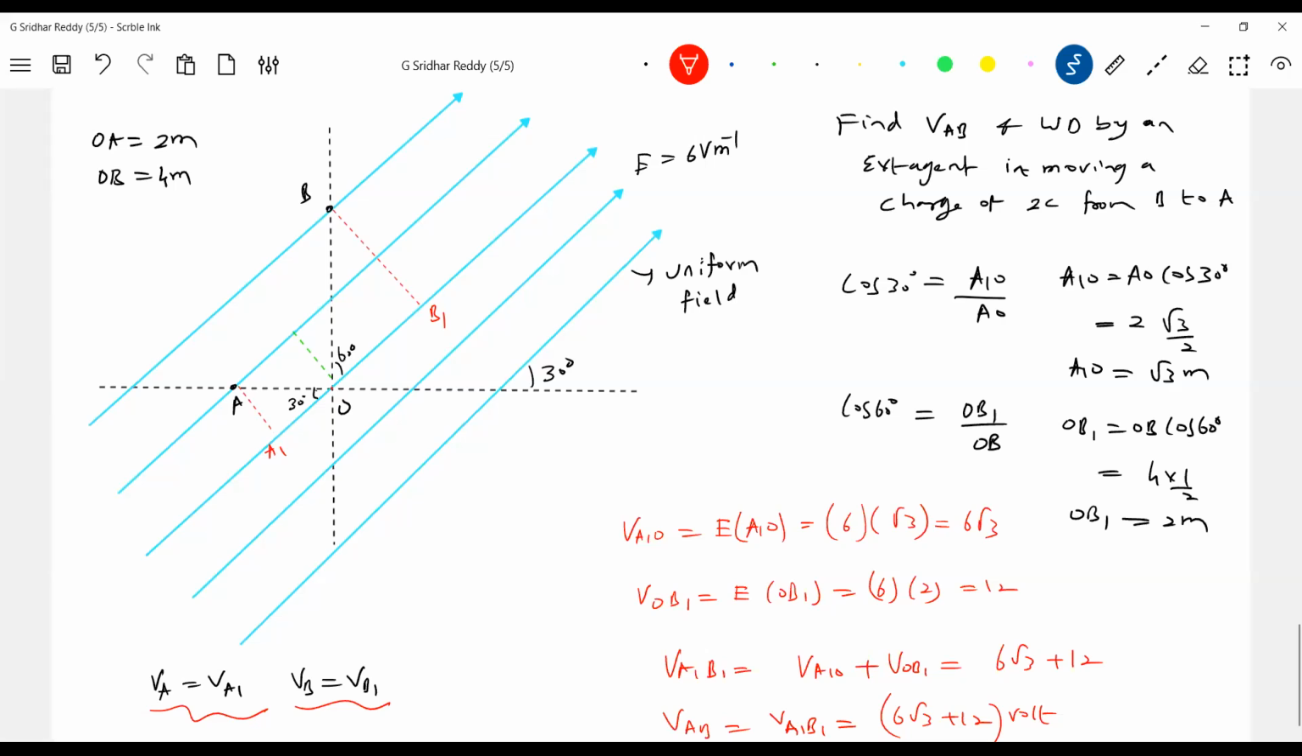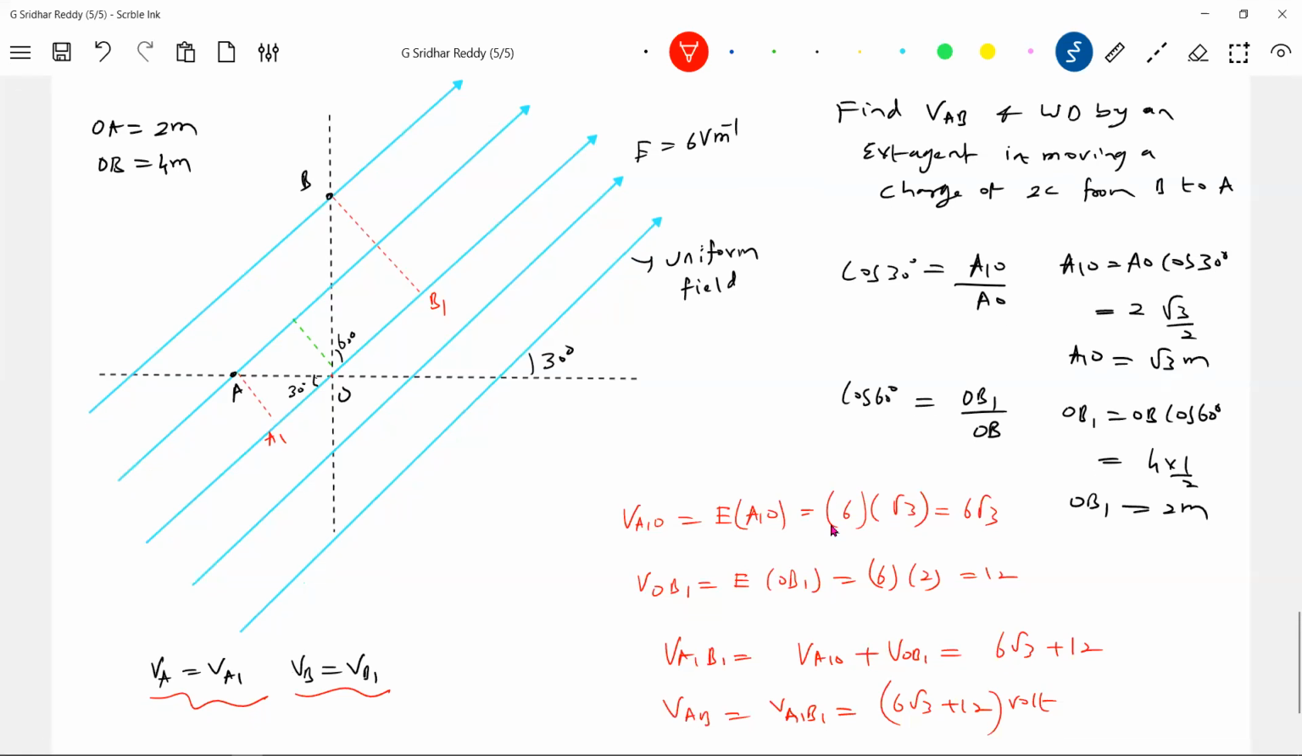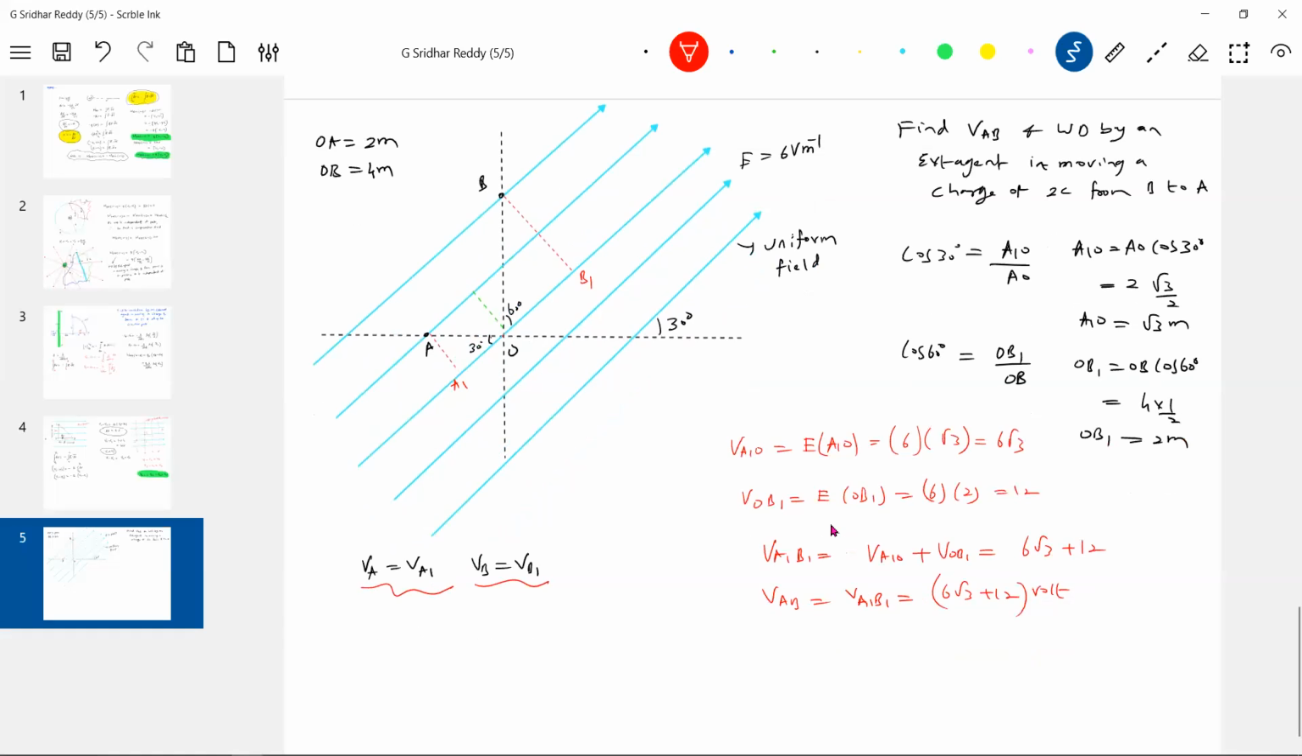Getting the idea? Now, work done by an external agent in moving a charge from B to A. 2 coulombs of charge is going to move from B to A. What should it do for this? What shall I do? The next step, work done by an external agent in moving a charge from B to A should be equal to charge times VA minus VB. Do we know the charge, 2 coulomb? I think this will be a much easier method, no?